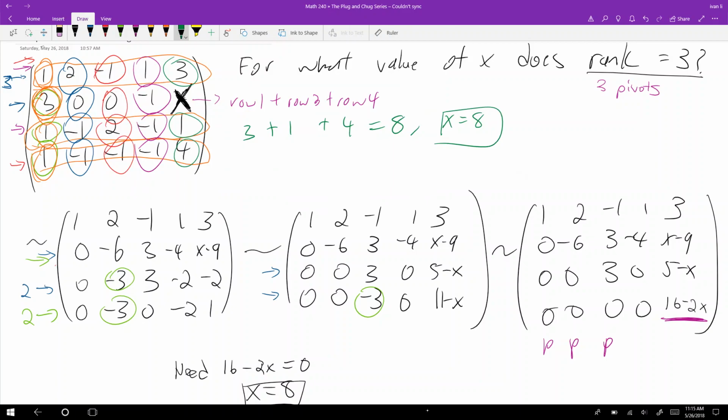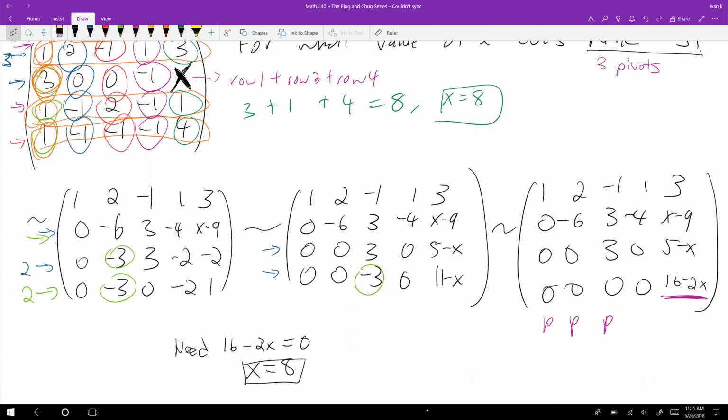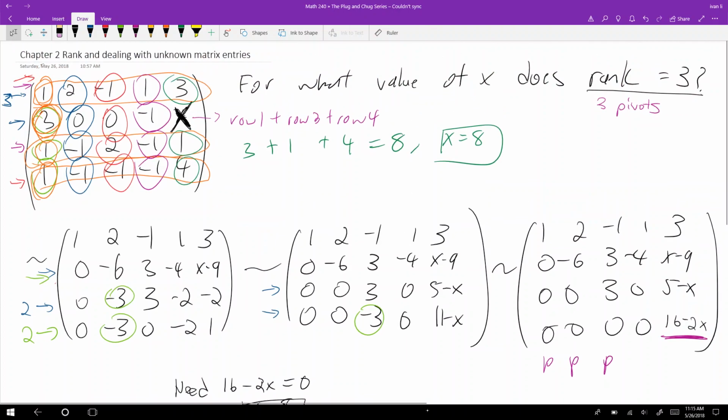There's nothing wrong with row reducing this. But just to give you a heads up, if you ever see these kinds of unknown values of x, either for column space or in this case rank because we're in chapter 2, look to see if there's some shortcut that deals with adding rows, and that might save you a lot of time and a lot of algebra as well.